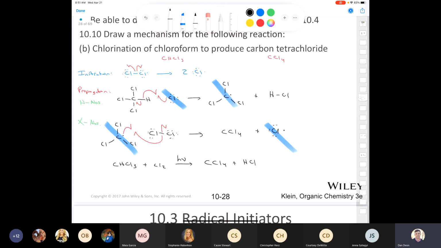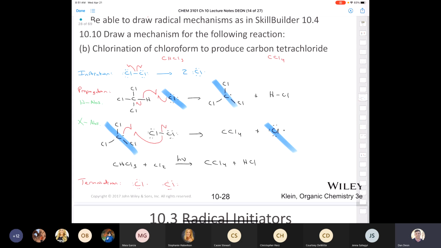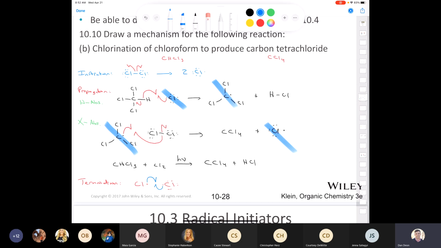Now, I don't have a lot of room left on here. I'll just quickly draw a termination step. Let's see here, termination. There we go. Let's pick 2 chlorine radicals and we'll bring them together. There we go, chlorine radical and another chlorine radical. And sometimes chemists will leave out the paired electrons, the lone pairs. So they'll just draw the radical like this with 1 dot next to it, and that's totally fine. It's a good shorthand. And there we go. And then we end up producing chlorine. So there's initiation, propagation, and termination.